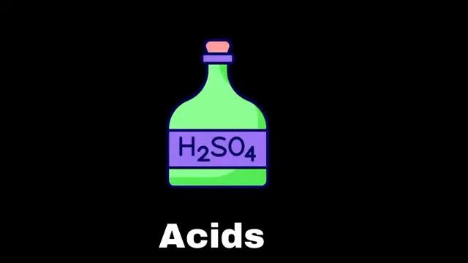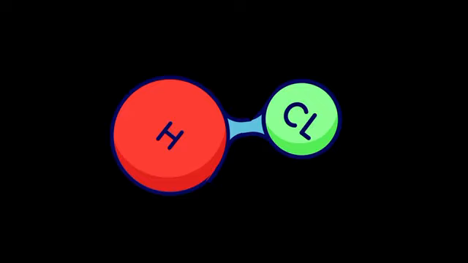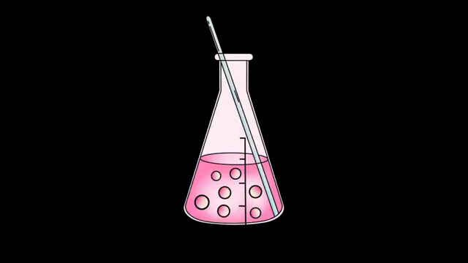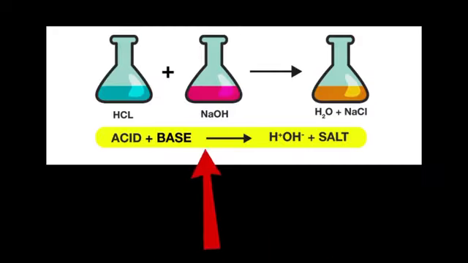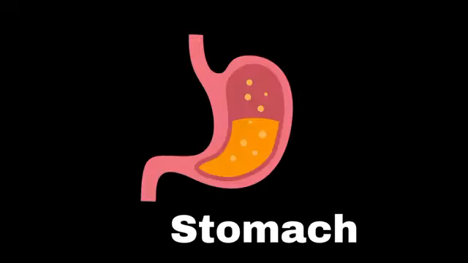Acids and bases. Acids are substances that release hydrogen ions when dissolved in water. They have a sour taste, can turn blue litmus paper red, and are corrosive to metals. Acids conduct electricity in solution and can react with bases in a neutralization reaction to form water and a salt. A common example of an acid is hydrochloric acid, which is found in the stomach.